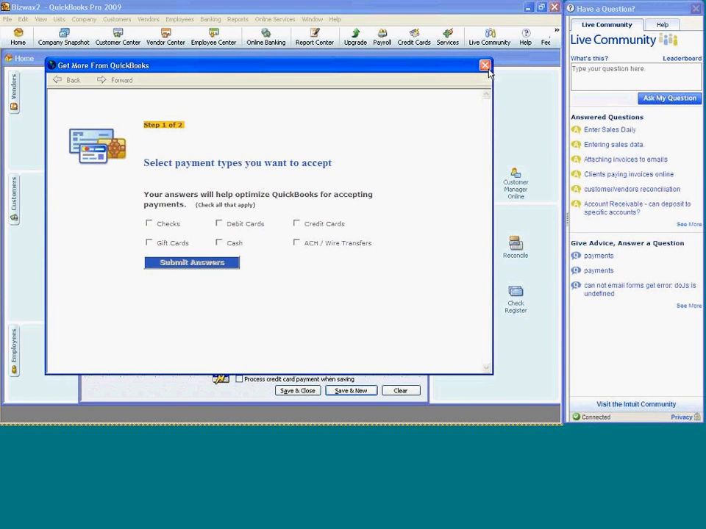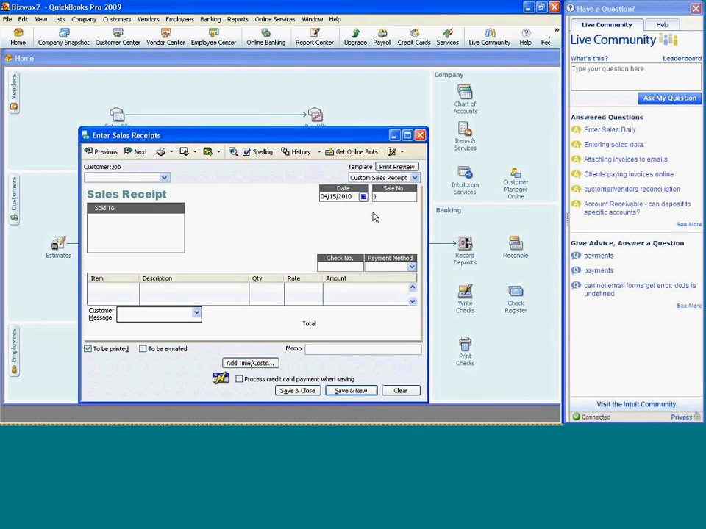So, again, he wants to sell me some services. So over here, a sales receipt, we can say is that the customer job was Dr. Smith, and then the check that he had, et cetera, et cetera.